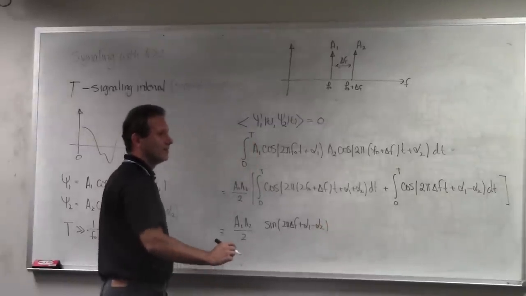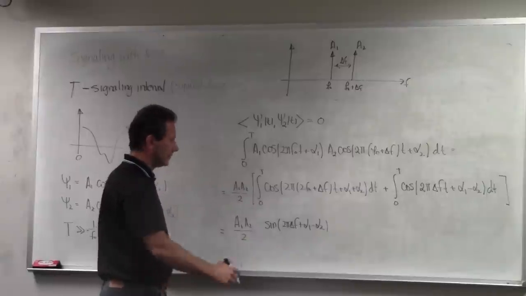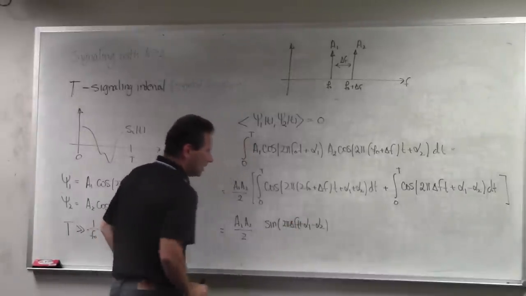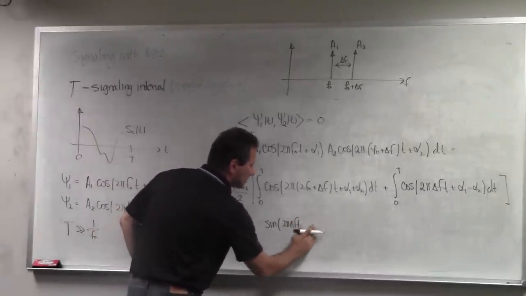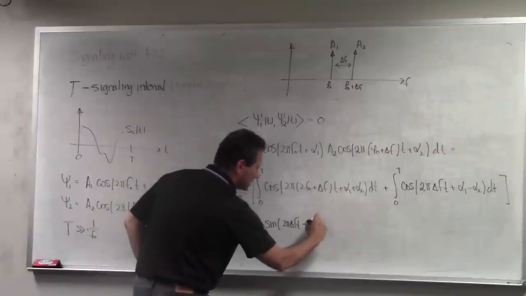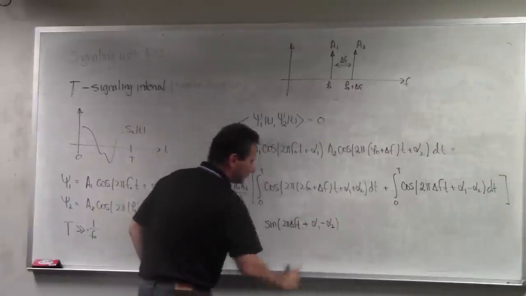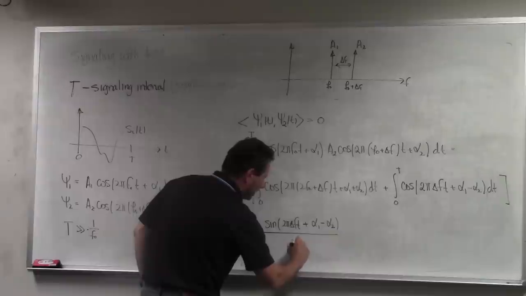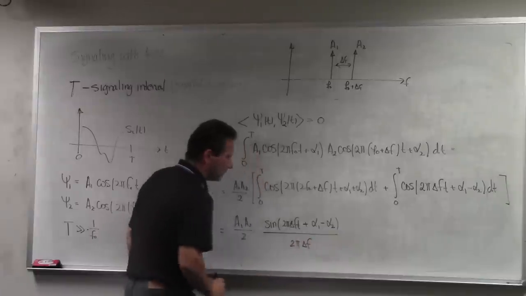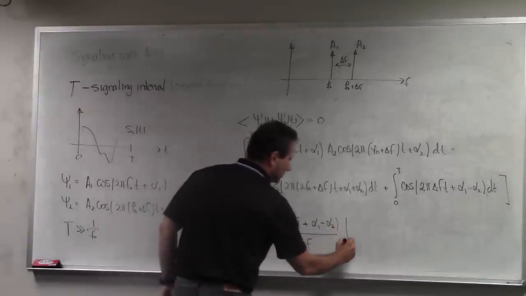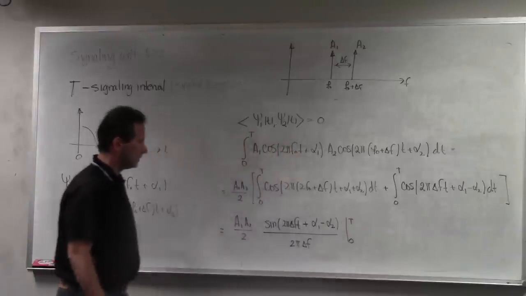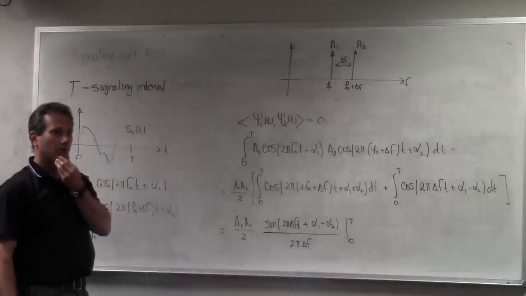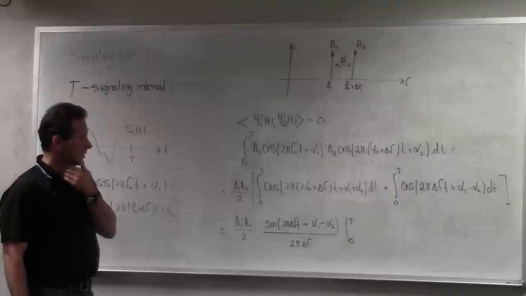Okay. Alpha 1 minus alpha 2, so there's a t. Also, I change all of this: 2 pi delta f t plus alpha 1 minus alpha 2, and divided by 2 pi delta f. And this evaluated from 0 to T, right? If I didn't mess up with integration. So this is correct. Make sure you follow and make sure that I don't make any mistakes.